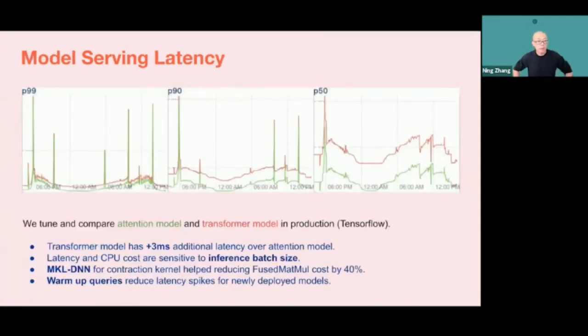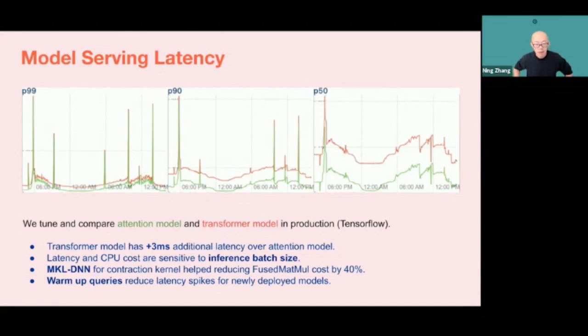Then I'm going to talk about the model serving latency. In the picture, you can see the latency distribution in terms of P99, P90, and P50. We compared two models, the attention model and the transformer model. The attention model is the green line and the transformer model is the red line.